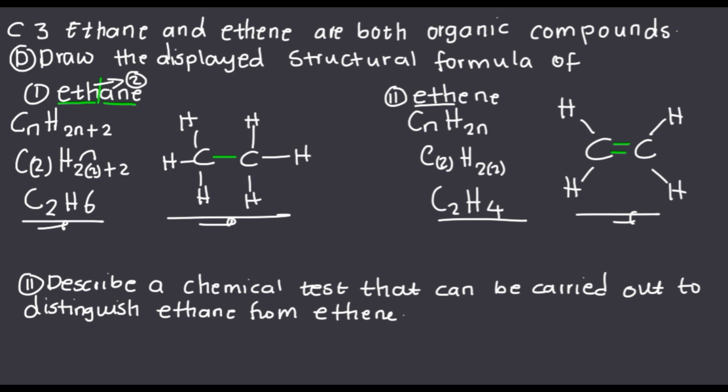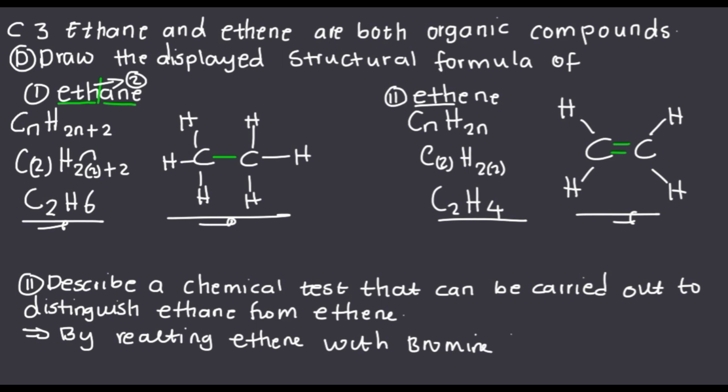Then the last one: describe a chemical test that can be carried out to distinguish ethane from ethene. So we can say by reacting ethene, the one with E, with bromine solution. Now what happens if this happens? The bromine changes its color.